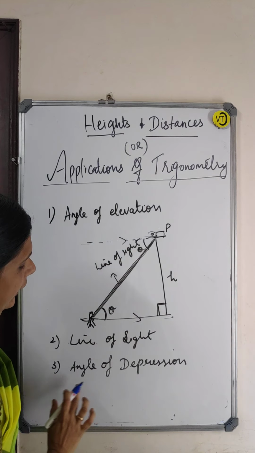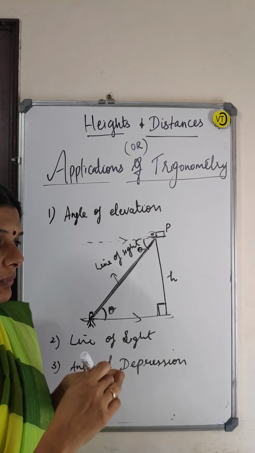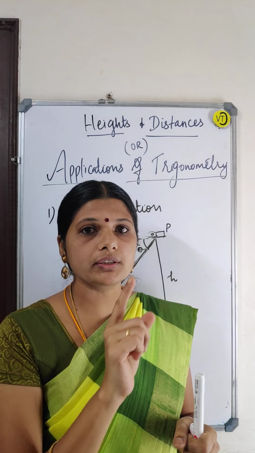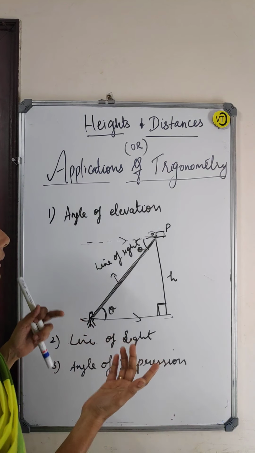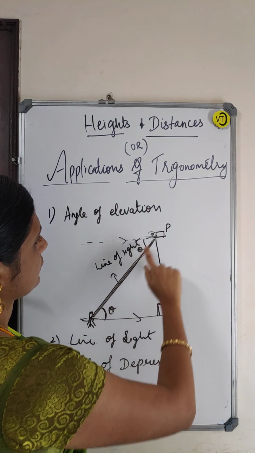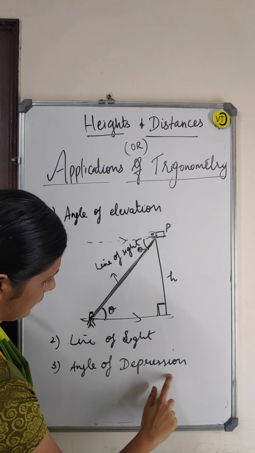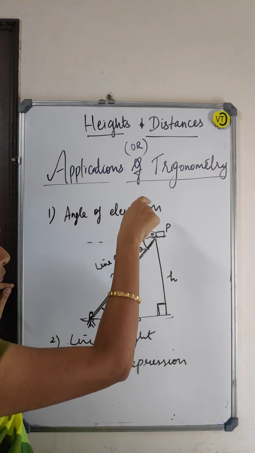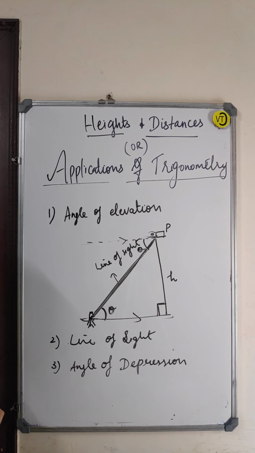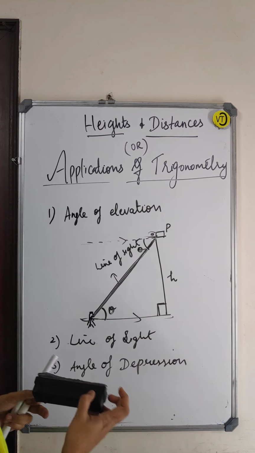So this is the angle of depression. Depression means your eyeballs come down. Elevation means your eyeballs go up. So that is the only main difference. Angle of elevation means you are seeing up. And depression means if you are on the top, you are seeing down. That is angle of depression.